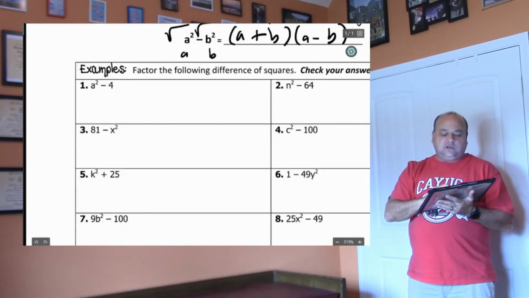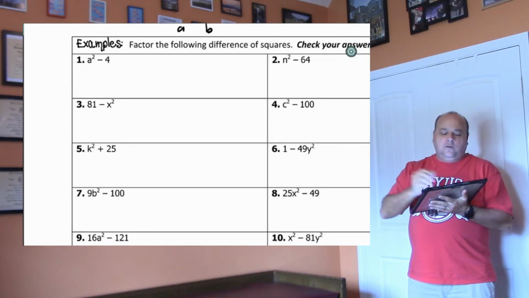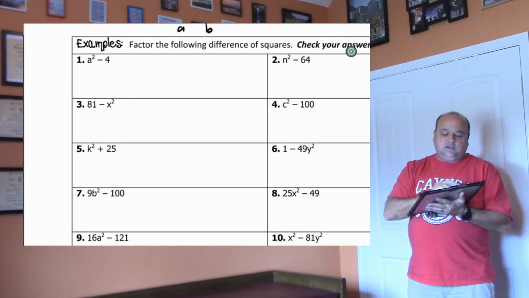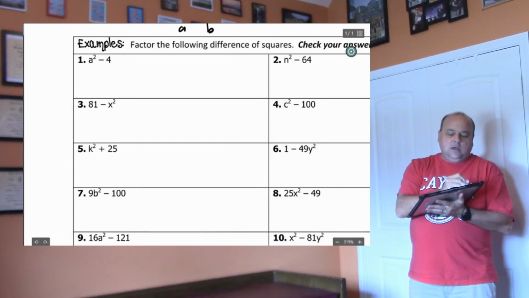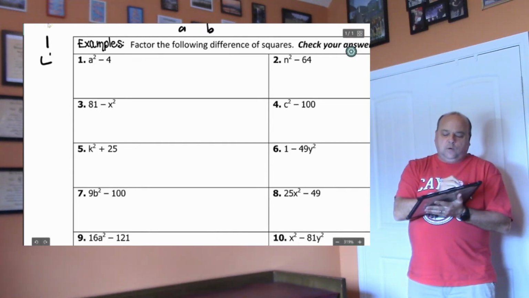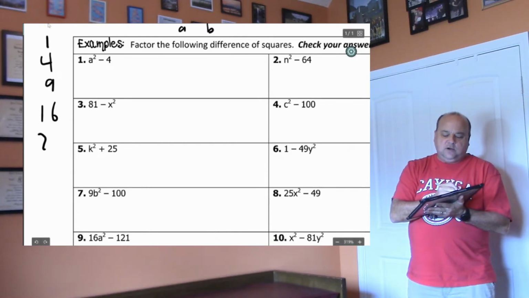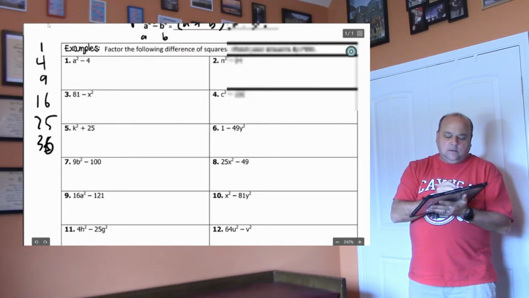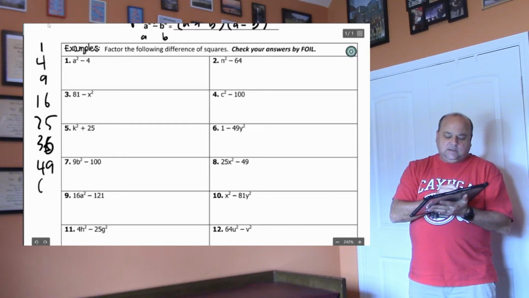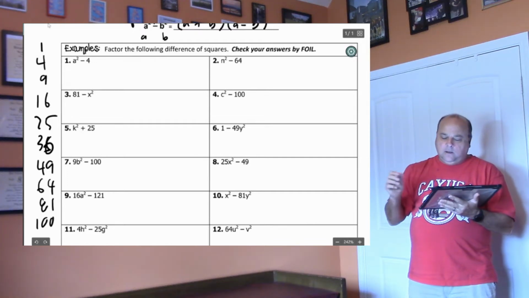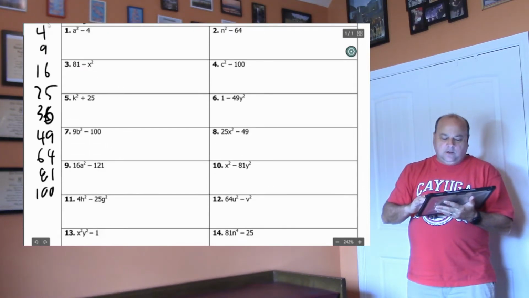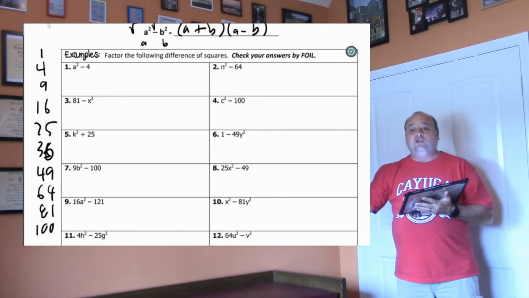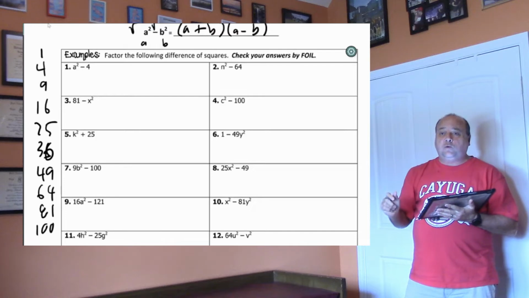So let's go down. I'm just going to do a few of these for you. Let's write our perfect squares to the left. The perfect squares are 1, 4, 9, 16, 25, 36, we'll go down to 10, then 49, 64, 81, and 100, right? And there's none over 100. So if it's one of these numbers, it's a perfect square.